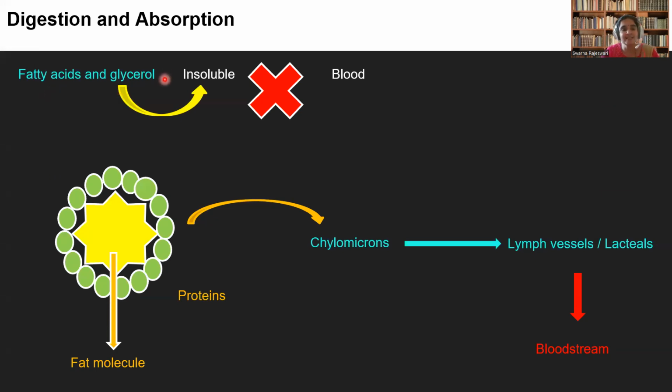When we see fatty acids and glycerol, they are actually insoluble in the blood. So what happens? These fat molecules combine with proteins and form what are called chylomicrons. These chylomicrons are absorbed into the lymph vessels or lacteals. Later, they enter the bloodstream.